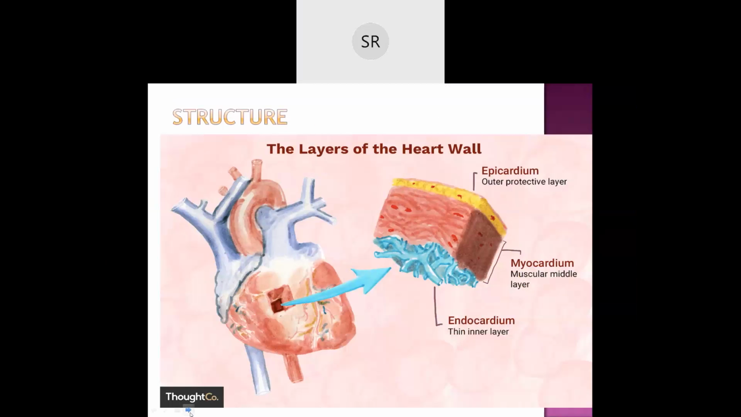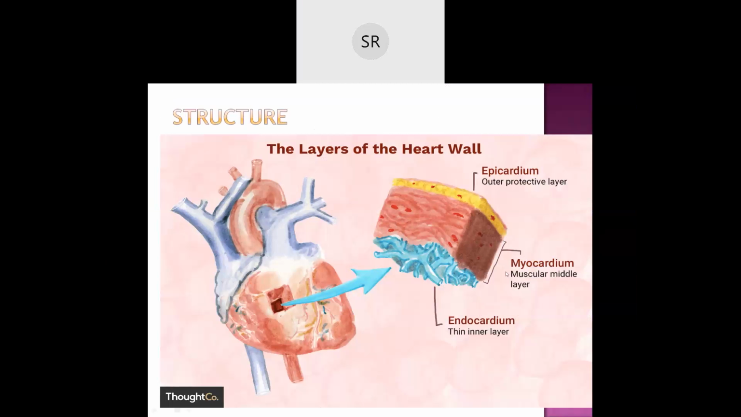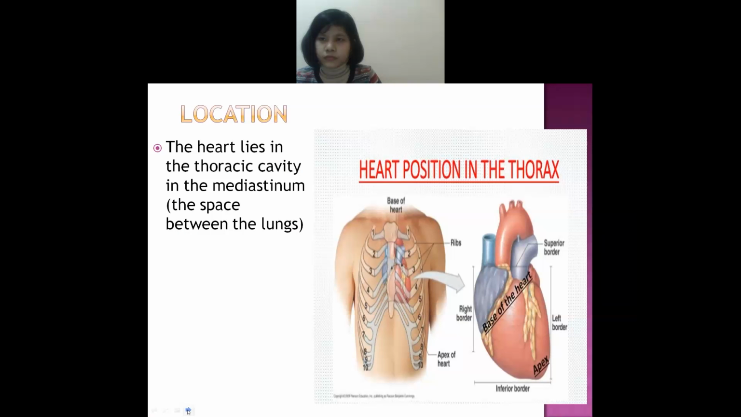Location. The layers of heart are the epicardium, the outer protective layer. The second one is myocardium, muscular middle layer. And third one is the endocardium, the thin inner layer. Location. The heart lies in the thoracic cavity in the mediastinum, the space between the lungs.